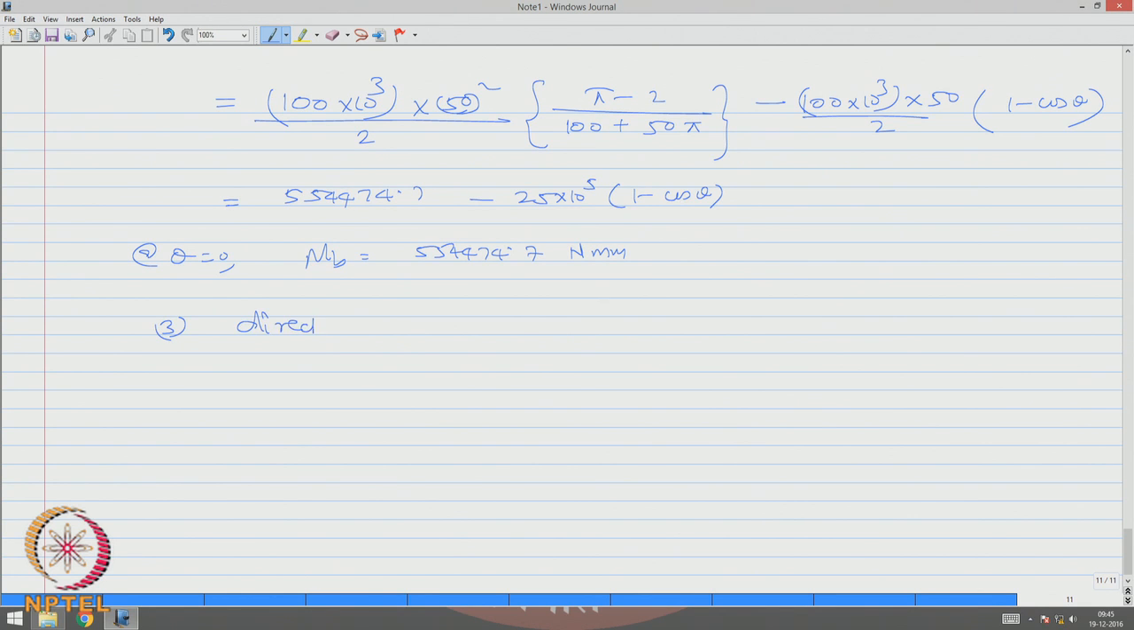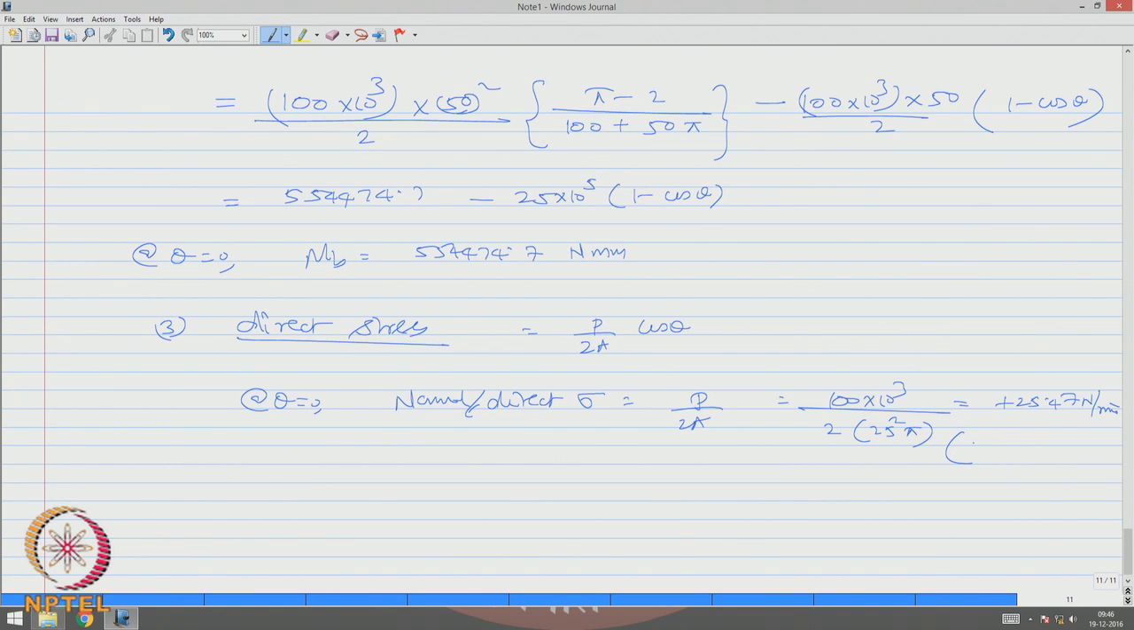I want to now find the direct stresses, which is P by 2a cos theta. At theta equals 0, normal stress or direct stress is simply P by 2a, which is 100,000 divided by 2 of pi r square, which is plus 25.47 Newton per mm square, plus indicates it is tensile.